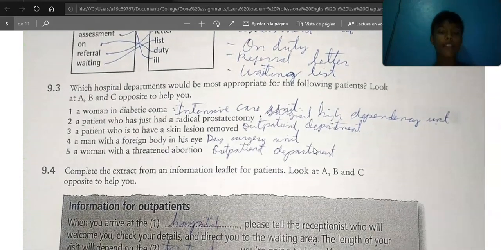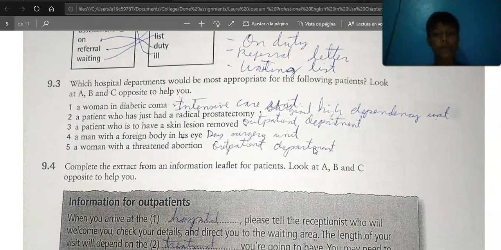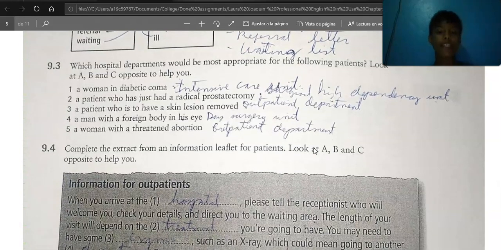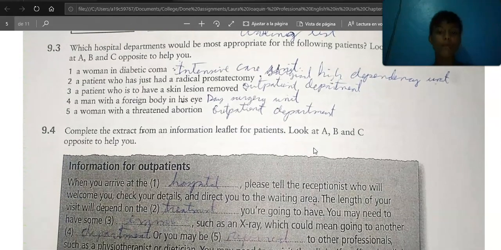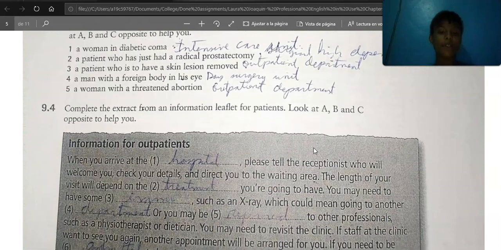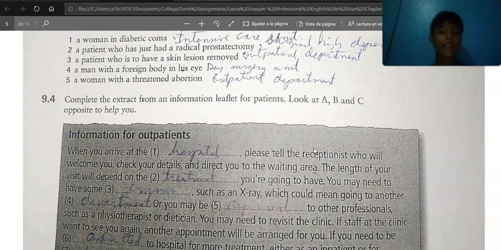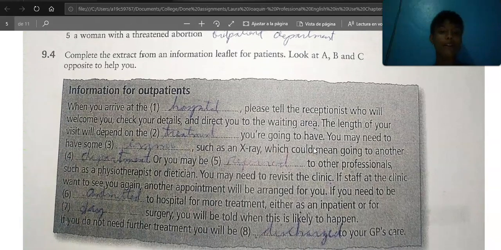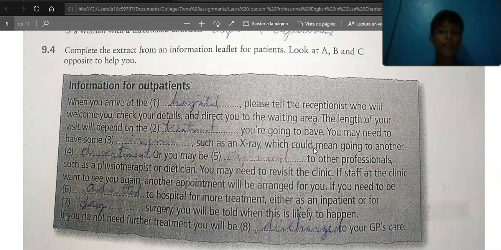A patient who has just had a radical prostatectomy, surgical high dependency unit. A patient who is to have a skin lesion removed, outpatient department. A man with a foreign body in his eye, day surgery unit. A woman with a threatened abortion, outpatient department. Complete the text from the information leaflet for patients. Look at A, B, and C opposite to help you.